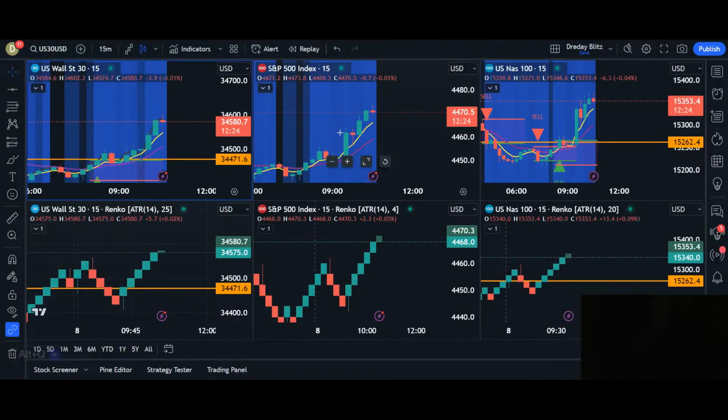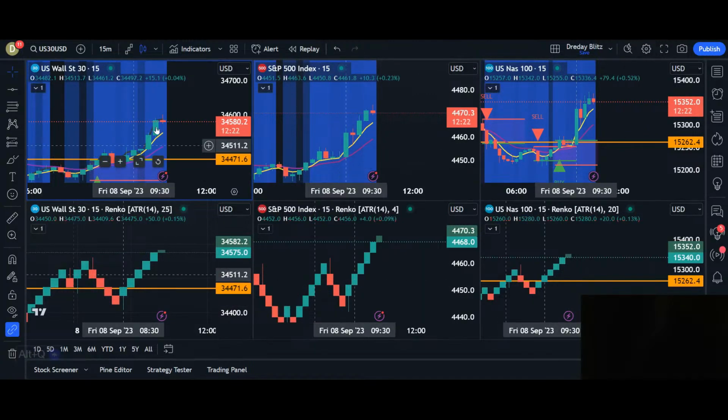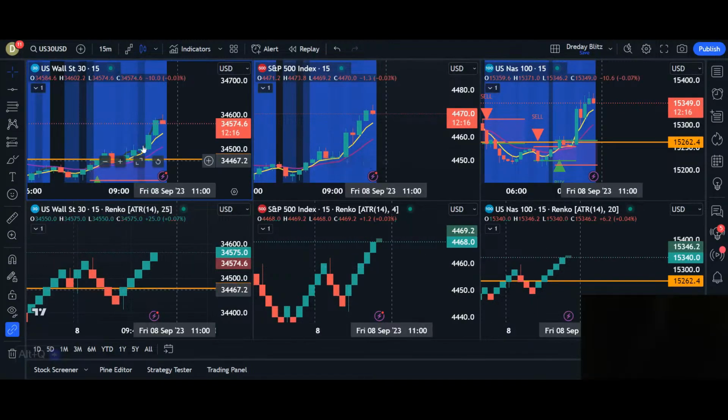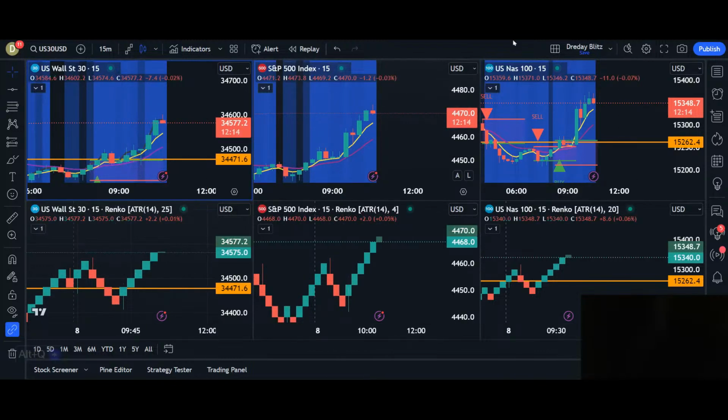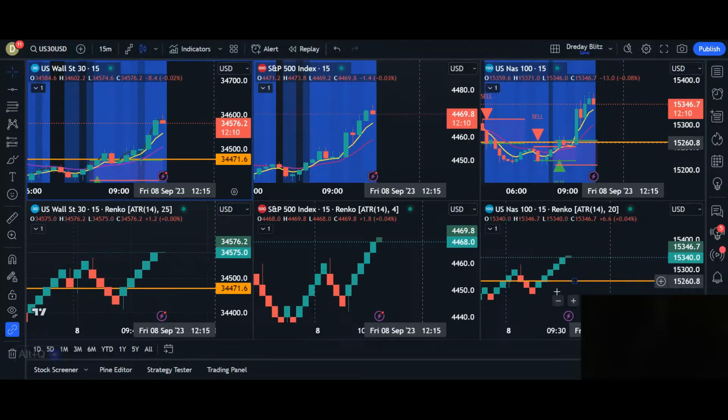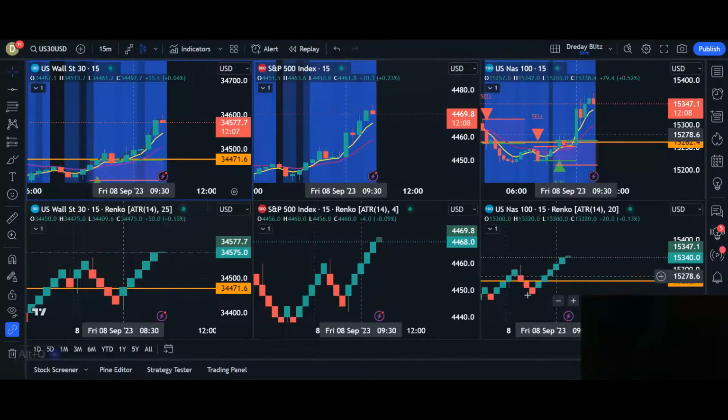So right now, as you can see, there was some good buying pressure here on S&P 500, US30, and Nasdaq overall. And it's the correlation with the Renko bars here, still going up overall.